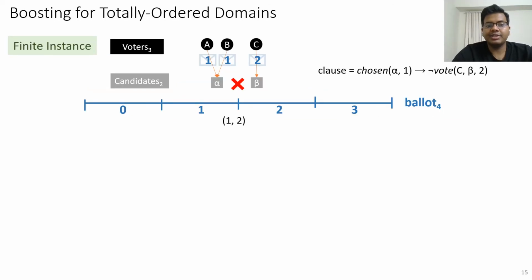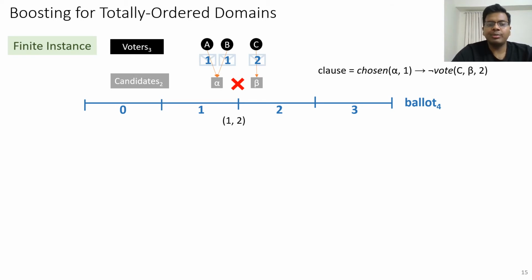And let's say for this finite domain, we come across a situation as shown here. Candidate alpha is chosen in ballot number 1, and voter C is voting for candidate beta in the next ballot number 2. So what the clause we need to learn here is that if alpha is chosen in 1, C cannot vote for beta in ballot number 2.